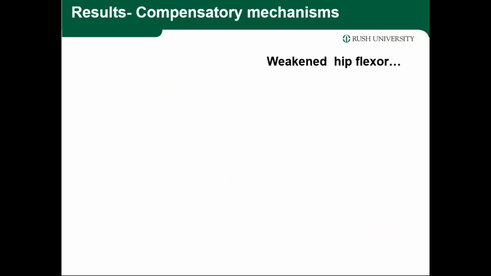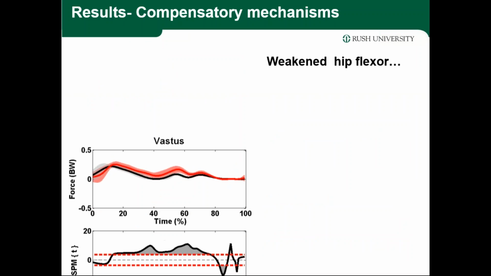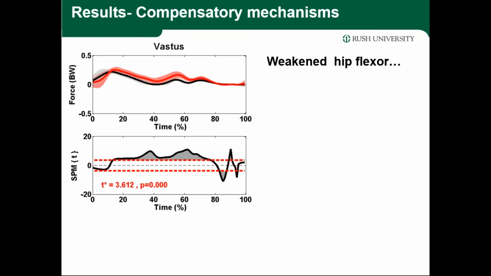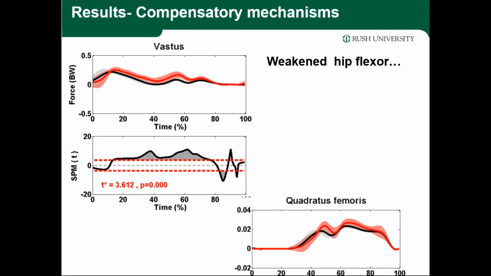How about for hip flexor? If we simulate any weakness in the hip flexor group, then the vastus, again, reacts, but it reacts differently. The vastus force will increase in terminal stance.